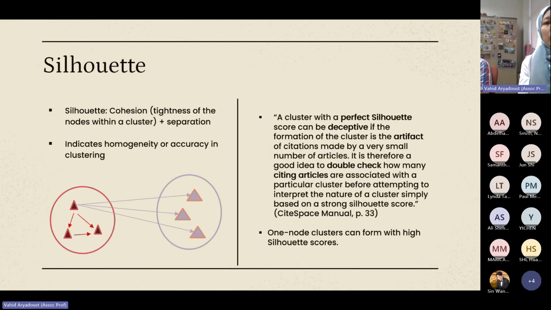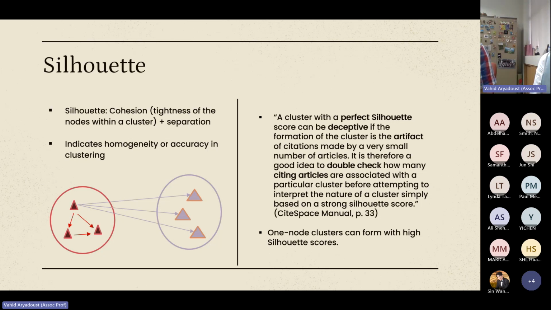Okay, so the silhouette score is a measure of cohesion, the tightness of the nodes within a cluster, and its separation between them as well. So it indicates homogeneity or accuracy in clustering, but we have to take this with a bit of caution because a perfect silhouette score can be deceptive and can show that perhaps in the citing articles, there's only one small core of citing articles that's contributing to that silhouette score. And one node clusters can really form with high silhouette scores.